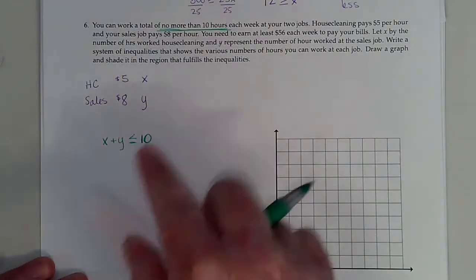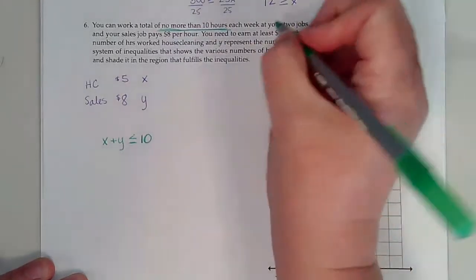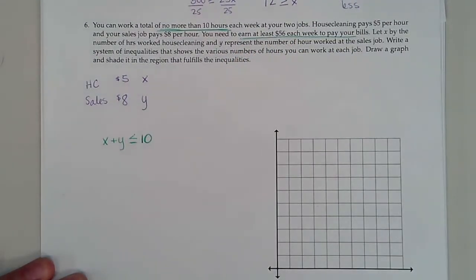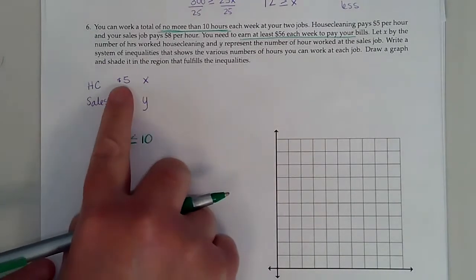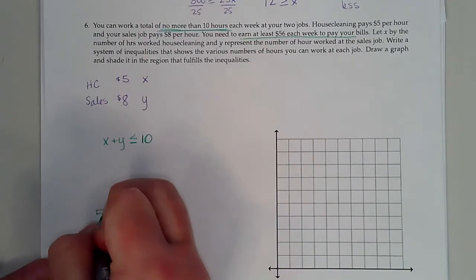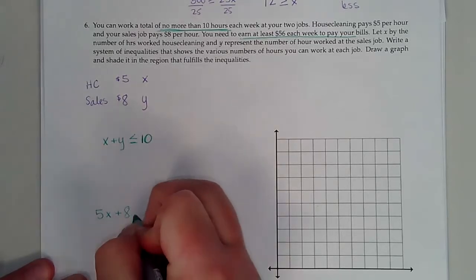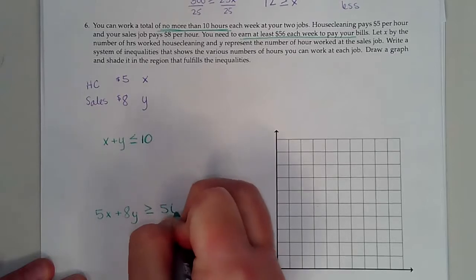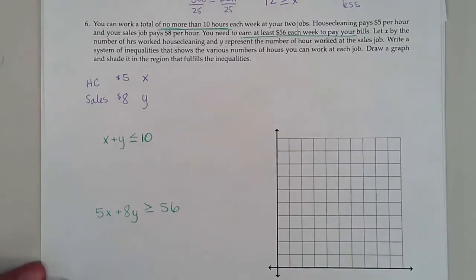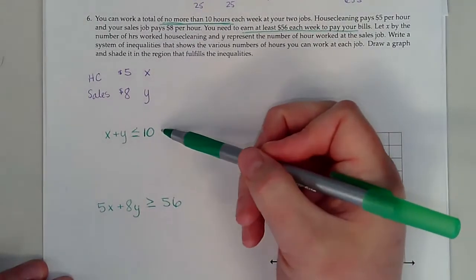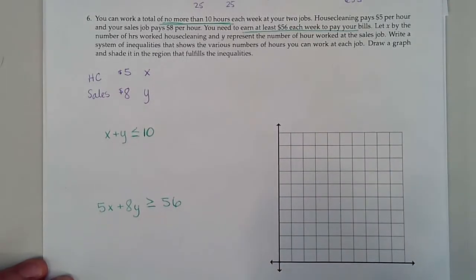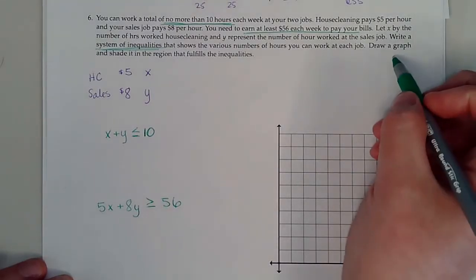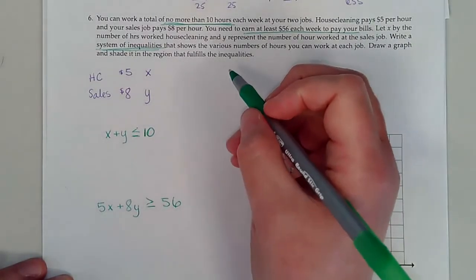And then there's another one in here. It says you need to earn at least $56 each week to pay your bills. So the amount of money that you're going to make is the number of hours times the pay for each job. So we would have 5X plus 8Y, and we need at least $56. So we need $56 or more. So we'll use that greater than or equal to 56. So now we have two inequalities. So that gives us a system of inequalities, which is that first part of the directions. And then we're going to need to graph these and shade in the regions that make these true.